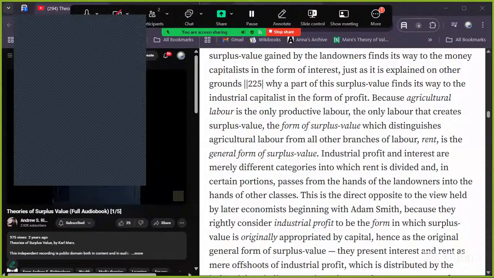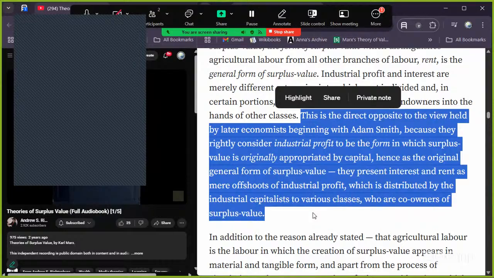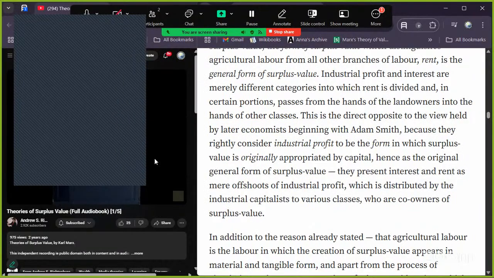This is the direct opposite to the view held by later economists, beginning with Adam Smith, because they rightly consider industrial profit to be the form in which surplus value is originally appropriated by capital, hence as the original general form of surplus value. They present interest and rent as mere offshoots of industrial profit, which is distributed by the industrial capitalist to various classes, who are co-owners of surplus value.